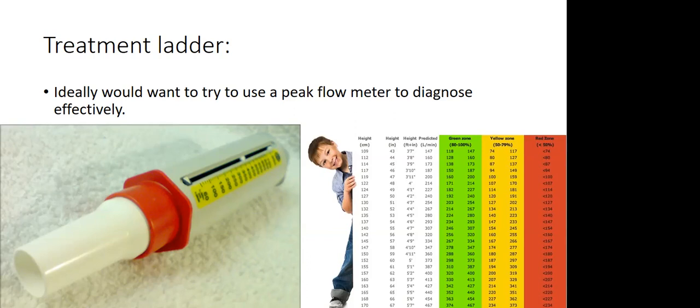But it's not just the peak flow. Sometimes you may see a child whose peak flow puts them in the green zone, but then you see they're breathing very fast. They're not drinking, they look very sick. So it's just one of the signs that we use. It's very important to do it, but not to just be relying on that.